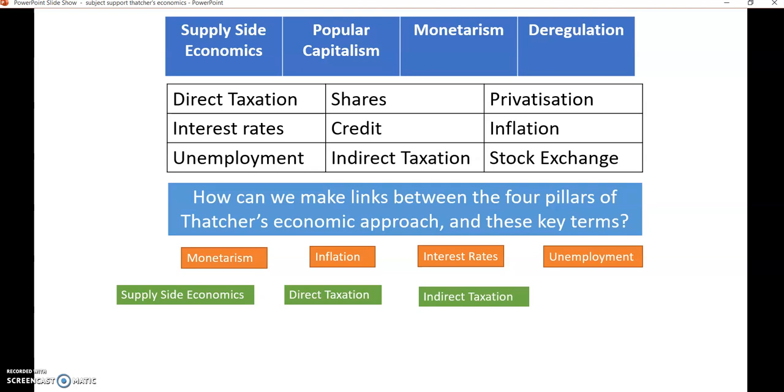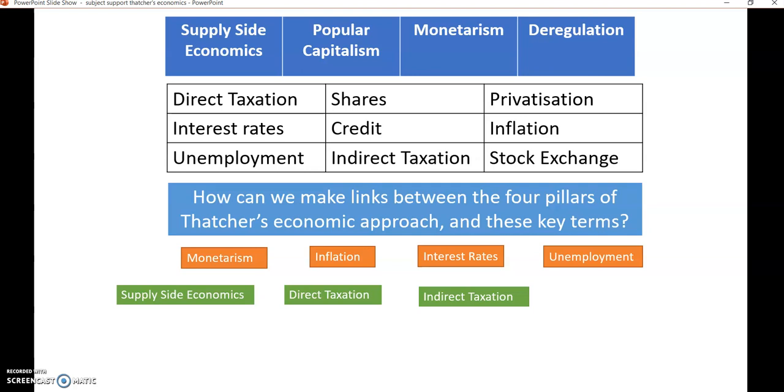But of course, if you've got less money coming into the treasury, you need to find it from somewhere. So to balance that up, she put up indirect taxation. So things like VAT, value added tax, went up. So we also need to understand the difference between regressive and progressive taxes. So if high income earners have high levels of taxation and it's redistributed so that the poorer members of society pay less tax, that is a progressive tax.